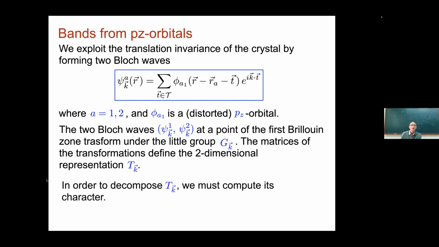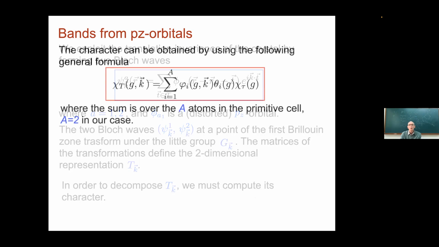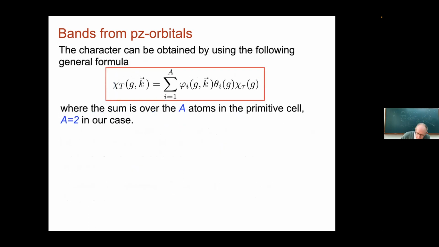Okay, and to do this, we must compute the character. So how do we compute the character of this two-dimensional representation? I mean, this two-dimensional representation tells you how these two wave functions transform. Well, I give you the recipe, and then I'll try to argue that this is correct. But if you think long enough about it, you will find that this is correct. You have to think a lot, maybe 10 minutes or so.